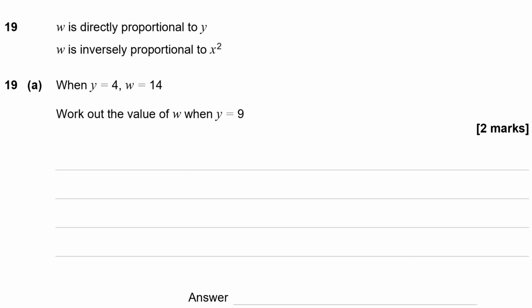Okay, question 19. W is directly proportional to y and w is inversely proportional to x squared. And part A wants us to find w when y is 9, and it gives us a pair of values for y and w that go together. Okay, let's start off with the relationship. W is proportional to y, which means w is equal to k times y.